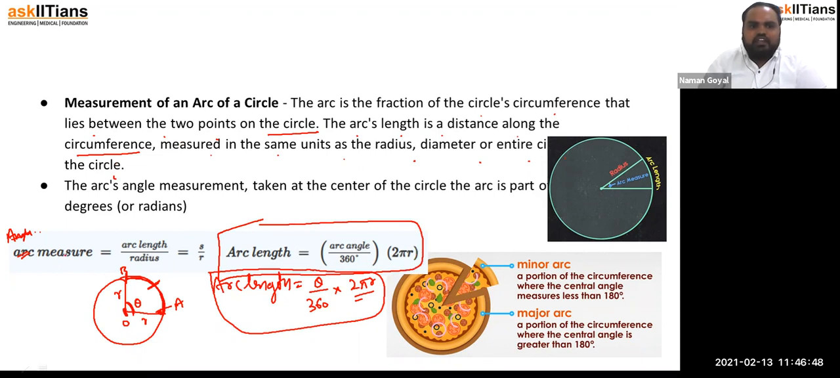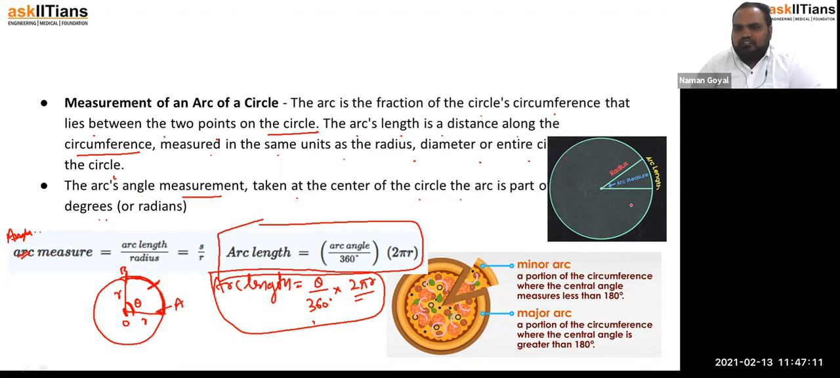Okay, this is the angle measure. So basically arc length is theta upon 360 degree into 2 pi r, where pi is 3.14 or 22/7, it is given in the question.